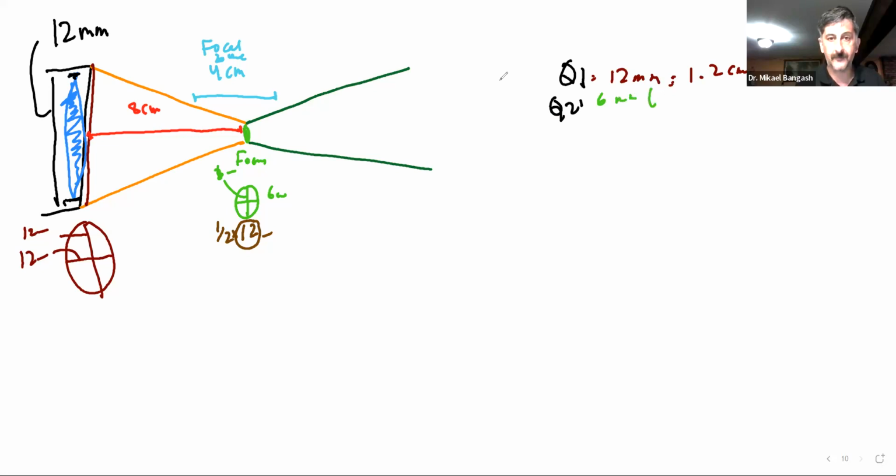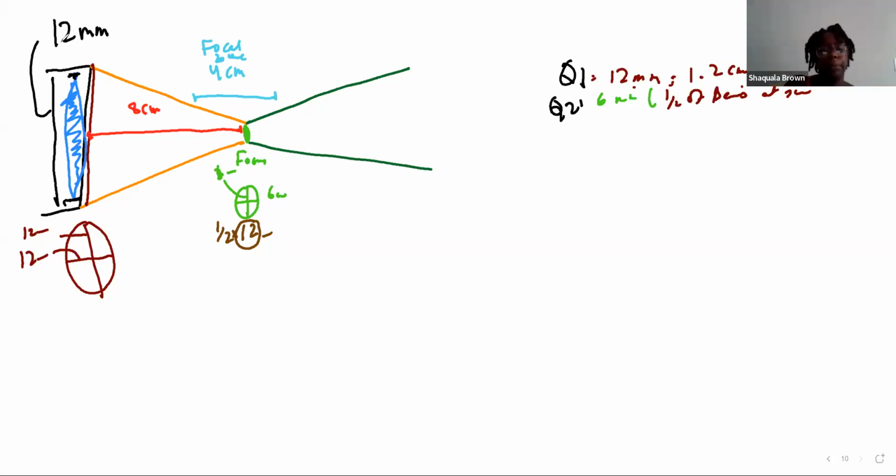Where did we get that from? That was half of the diameter of the beam at the source, which we answered in the previous question was going to be the same as the size of the PCT. Did that make sense? Yes. Good. Question number 3.